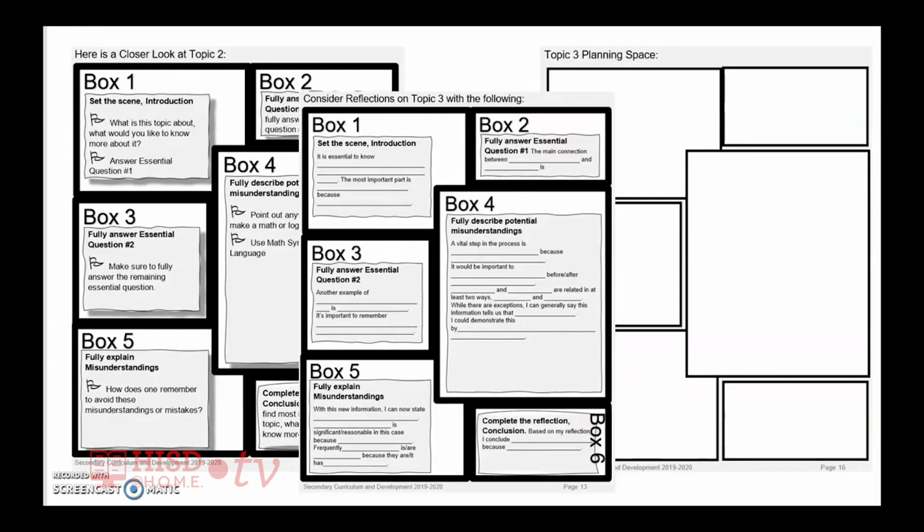Notice again that this time I've gotten a page that says here's a closer look at topic 3. Consider reflections on topic 3. So I have questions, I have sentence stems, and then I have a blank workspace.